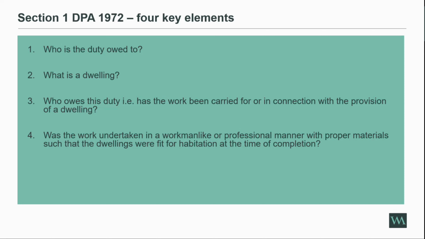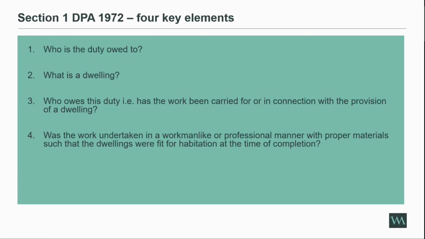So looking firstly at who the duty is owed to, there are basically two limbs. On the one hand, the duty is owed to someone for whom the dwelling was provided. That is typically your original client, your employer, your developer who engaged the contractor. And the second limb is those that acquire a legal or equitable interest in the dwelling. So this is your freeholder, your leaseholder, and any subsequent purchaser. That's obviously the reason it came in originally. And there's no requirement for there to be a contract between the parties here. So the duty just applies anyway.